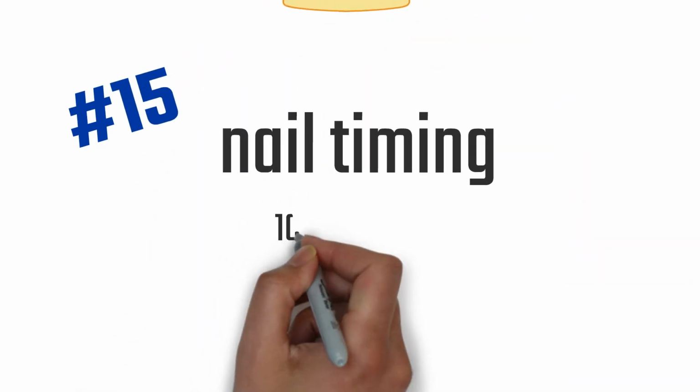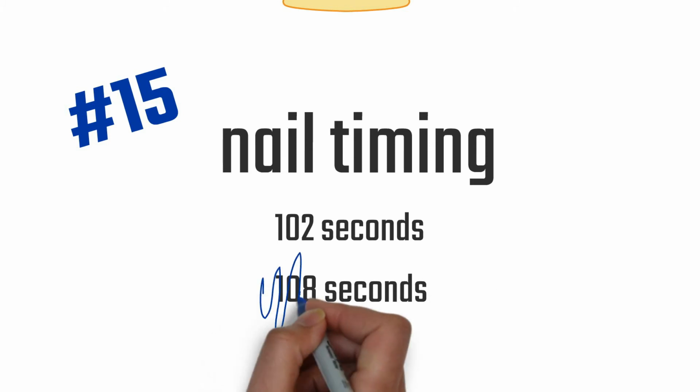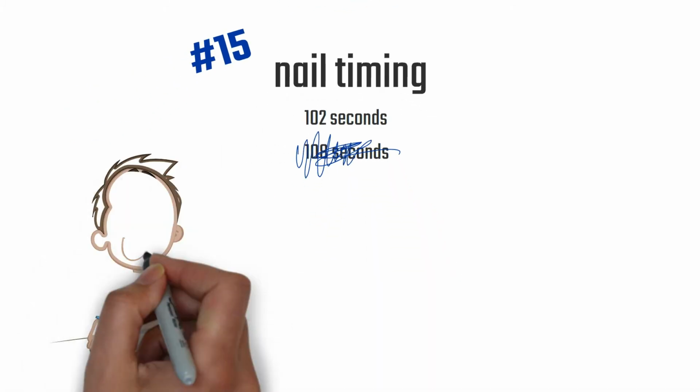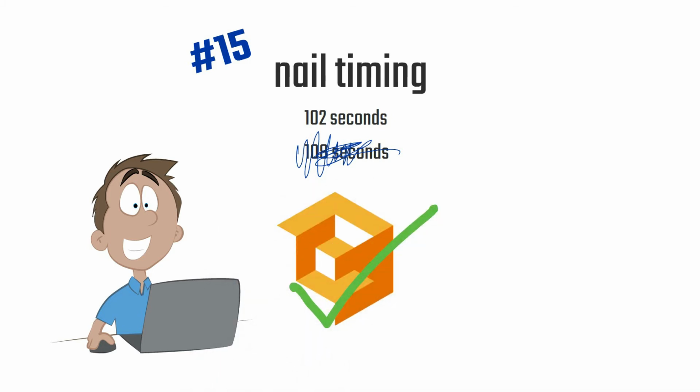Tip number 15, nail your timing. 102 seconds, a minute and 42 seconds. That's how much time you realistically have per MBE question. Technically, you have 108 seconds, but shaving off 6 seconds will give you 10 minutes of flex time during each 3-hour session. Your bladder won't have to explode, diarrhea won't destroy you, and you may even be able to double check some answers. By the way, Crescendo's timed practice quizzes train you to keep the 102-second pace.